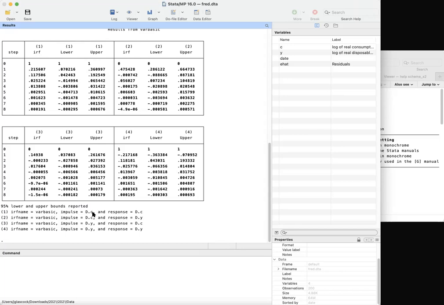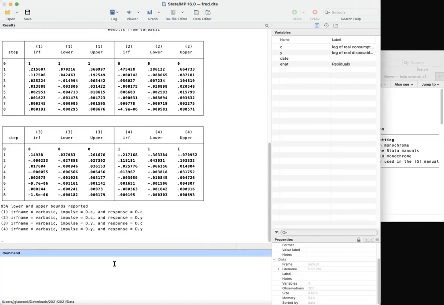So the first one is impulse is from DC and the response is DC. That's from DC to itself. And this one, number 3, that is impulse is DY and response DC. So number 3 is this chart or this table, that's from DY to DC. This table actually is easier to read compared with the chart. So similarly, this is impulse response function.